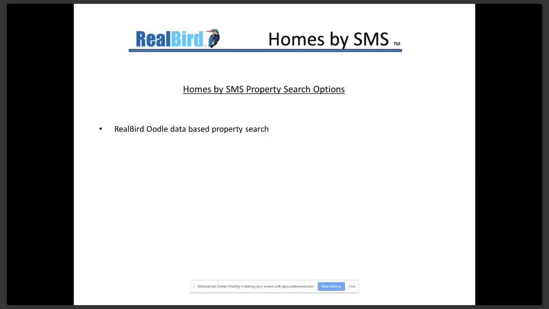Well, now the property search options. What can you hook this up to? Because there's the texting part, and then there is the property search. Well, the obvious thing is the RealBird OODL-based property search, and that covers the United States. What I showed you at the beginning was an IDX search. Let's see this OODL property search here.